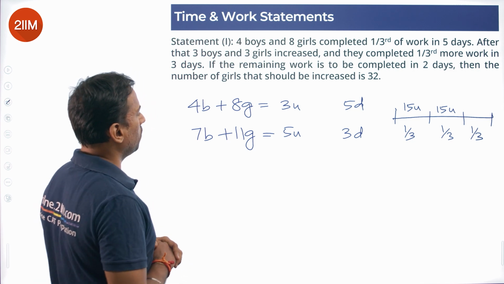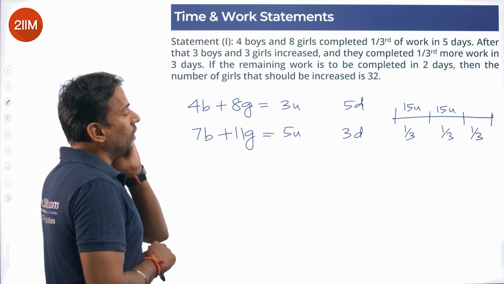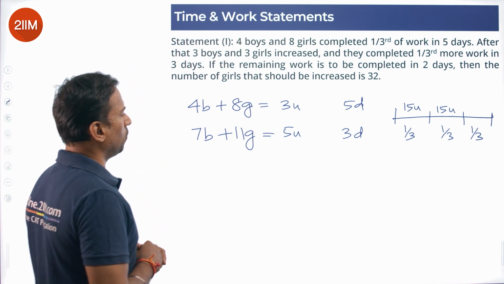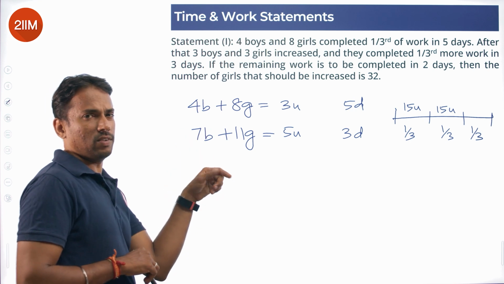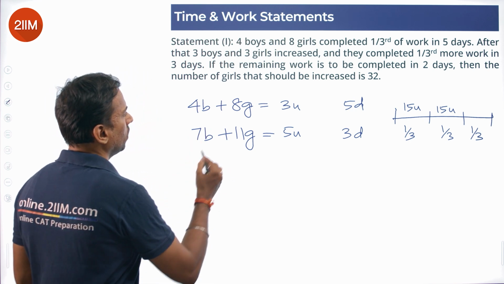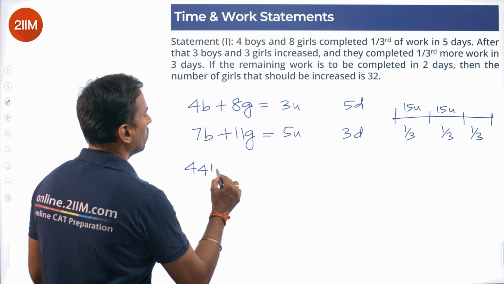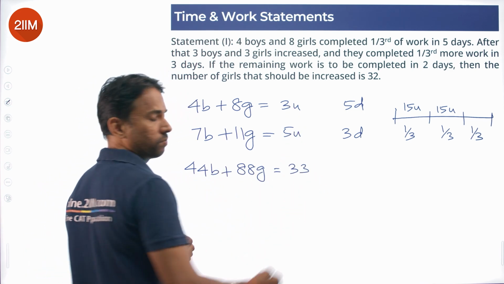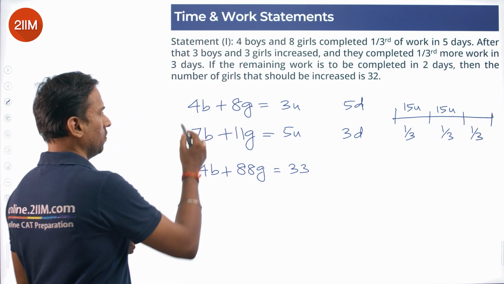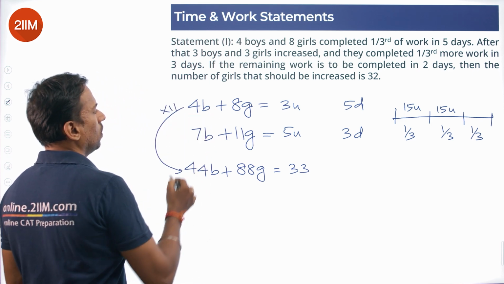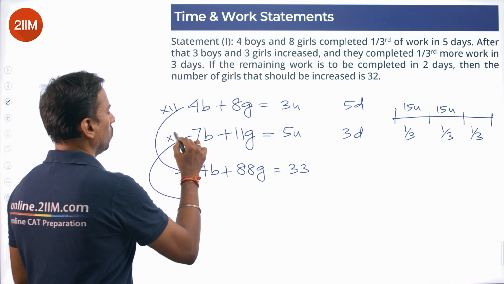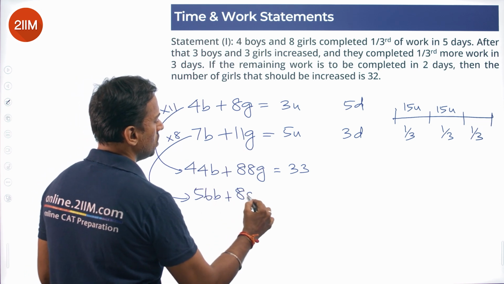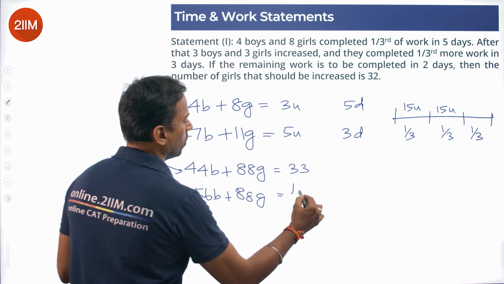Fine, okay. So what can be done here is we'll try to solve the 2 equations by elimination. I'm going to multiply the first equation by 11, the second equation by 8. If we do that, we'll get 44b plus 88g equal to 33. So this into 11 gave us this, and this into 8 we'll do. We'll get 7 8s are 56b plus 11 8s are 88g is equal to 5 8s are 40. Done, nice.